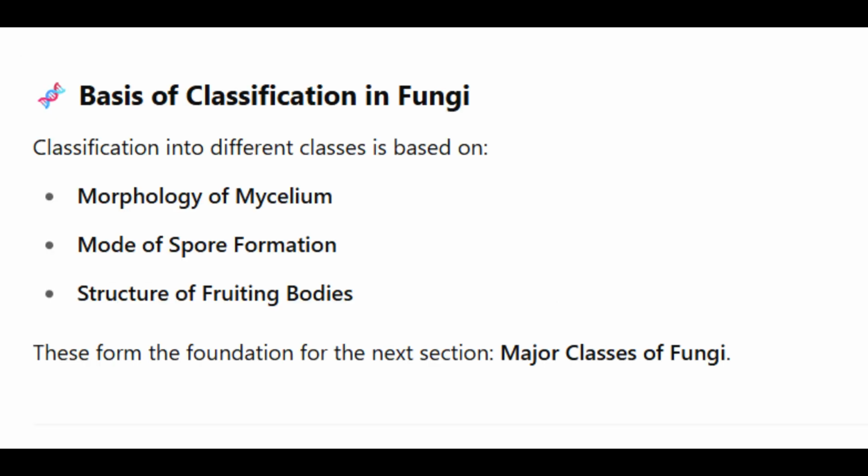Now, how do we classify fungi into different groups? The classification is mainly based on three important criteria. 1. The morphology of mycelium. Is it septate or cenocytic? 2. The mode of spore formation: asexual, sexual, or both. 3. The structure of the fruiting body. What does it look like and how does it function? These characteristics form the foundation for fungal classification and help us divide fungi into four major classes: Phycomycetes, Ascomycetes, Basidiomycetes, and Deuteromycetes, which we'll explore next. Stay tuned to learn more about each class and their fascinating roles in nature and human life.